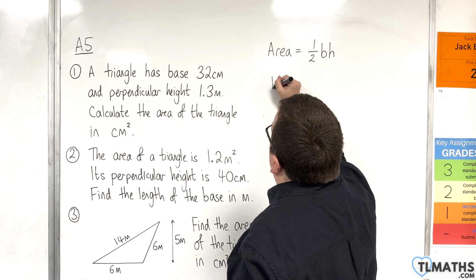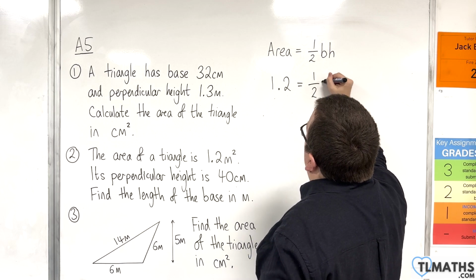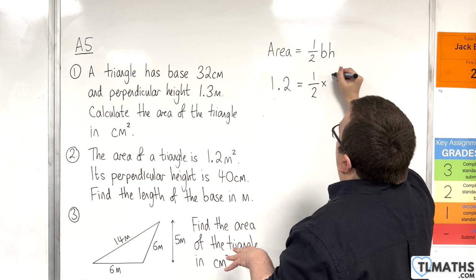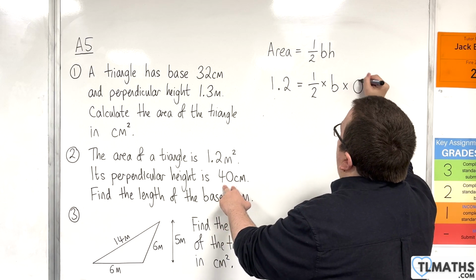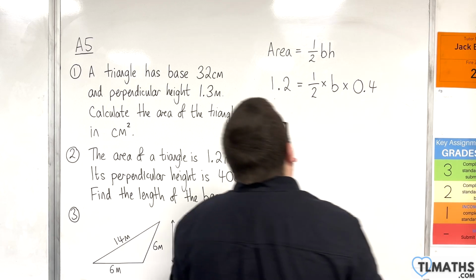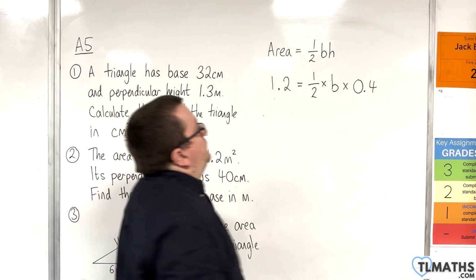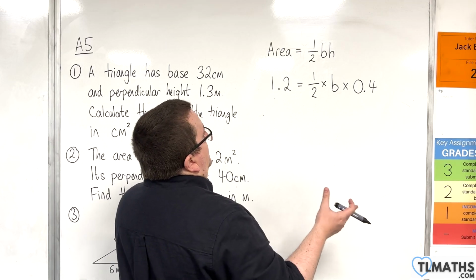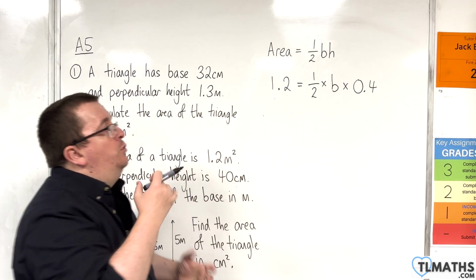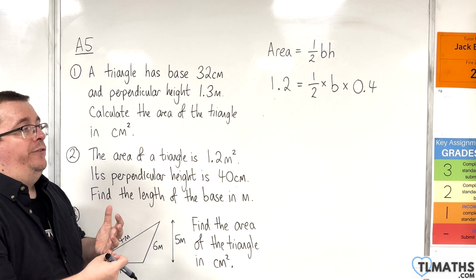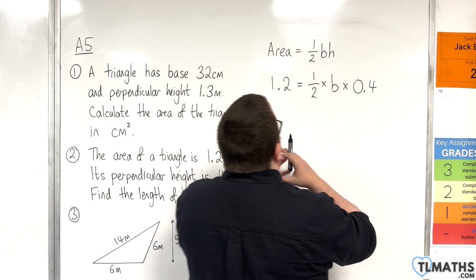So we have the area is 1.2. We've got the half. We need the base. And we've got the height, 40 centimetres, so I'm going to write that as 0.4 metres. So, what do I need to do? Well, there's a couple of ways you could go about this. You could divide the area, the 1.2 by the 0.4, and then double it. Or you could double it first.